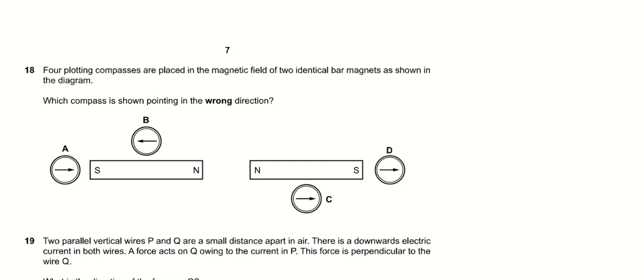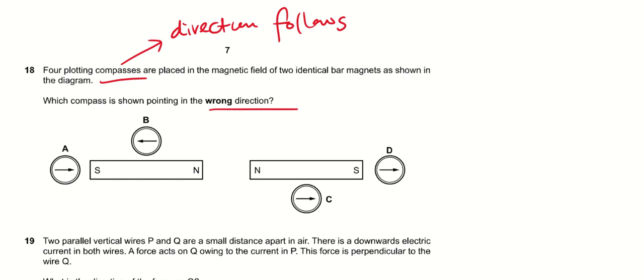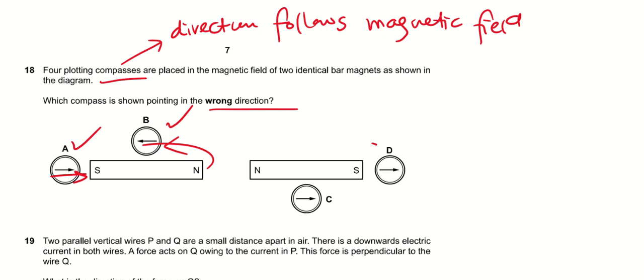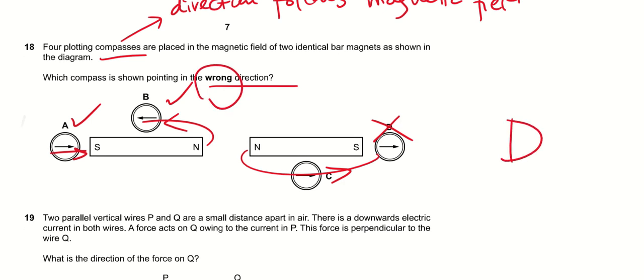Okay, 4 plotting compasses are placed. Which one shows the wrong direction? If this is south, the compass direction follows the direction of the magnetic field. And it enters south, right? So it comes out from north. So A and B are correct. Now, D is incorrect, C is correct. So the answer is D, because we are looking for the wrong direction.